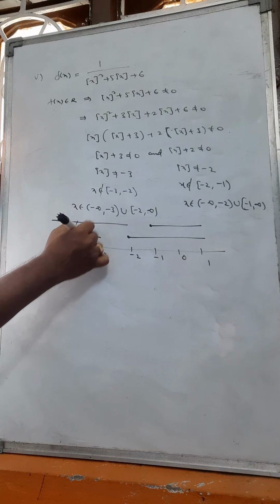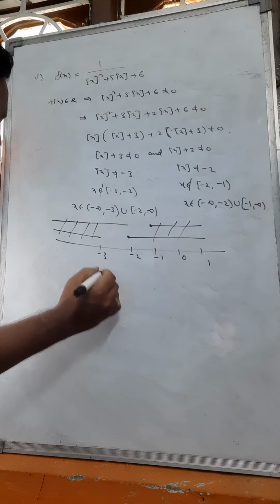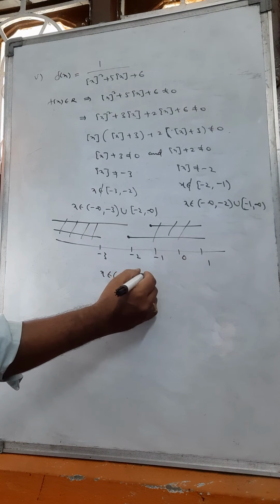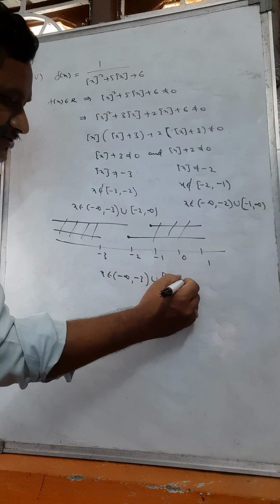So the combination means this and this. So we will get x belongs to minus infinity to minus 3 union minus 1 to infinity.